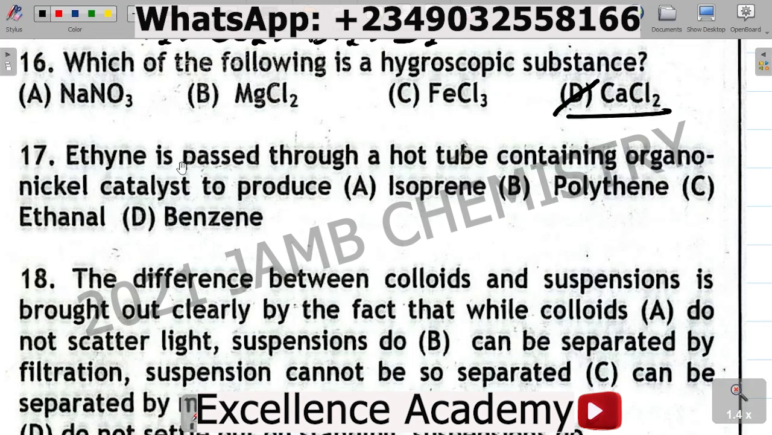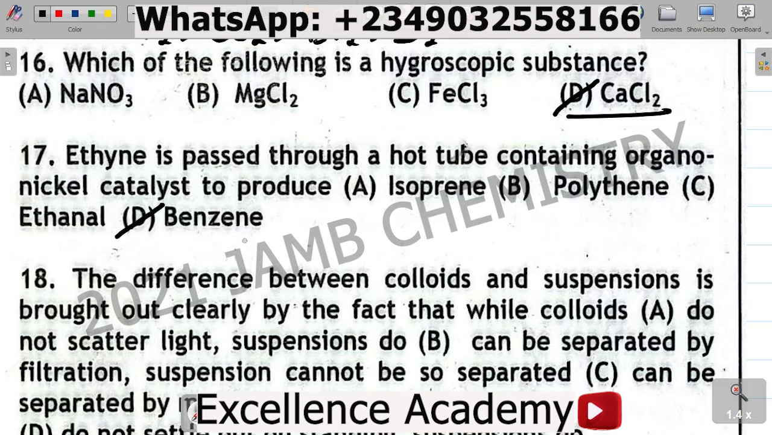17 says ethine is passed through a hot tube containing organonickel catalyst to produce A. Isoprene, B. Polythene, C. Ethanol, D. Benzene. So what is the correct answer to this question? For question number 17, the correct answer there is D.